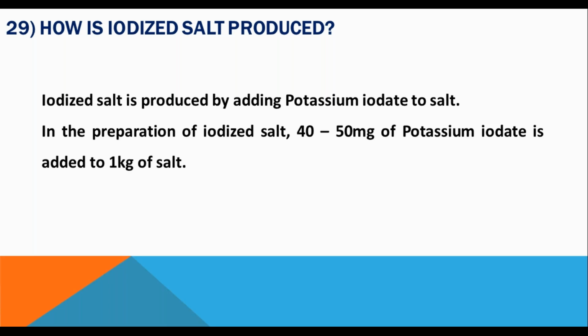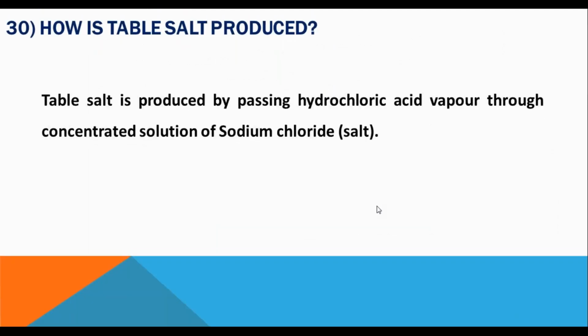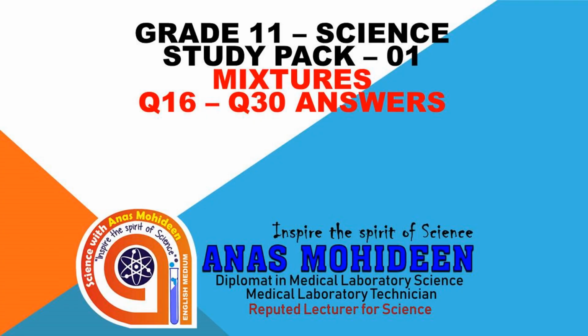The very last question: how is table salt produced? Table salt is produced by passing hydrochloric acid vapor through a concentrated solution of sodium chloride. Through sodium chloride at a high concentration, we pass HCl, not as a liquid but as vaporized gaseous vapors, so we can produce table salt. So these are the second 15 questions that we discussed under study pack number 1.